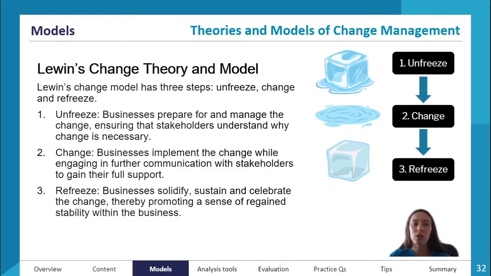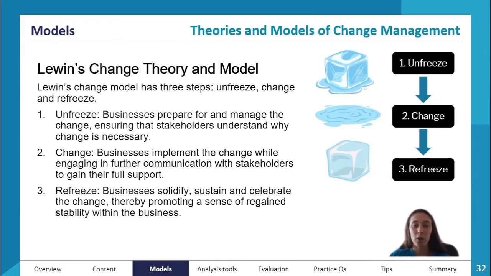Okay, we're now on to looking at some models of change management. And these are going to be really important for your external exam. Not only do you need to understand these from that explaining perspective, be able to explain the concept behind these and how they work, but then also applying them to actual business situations too.